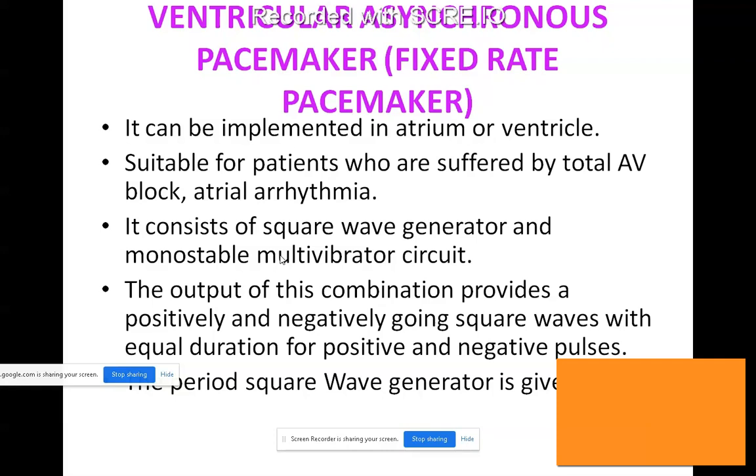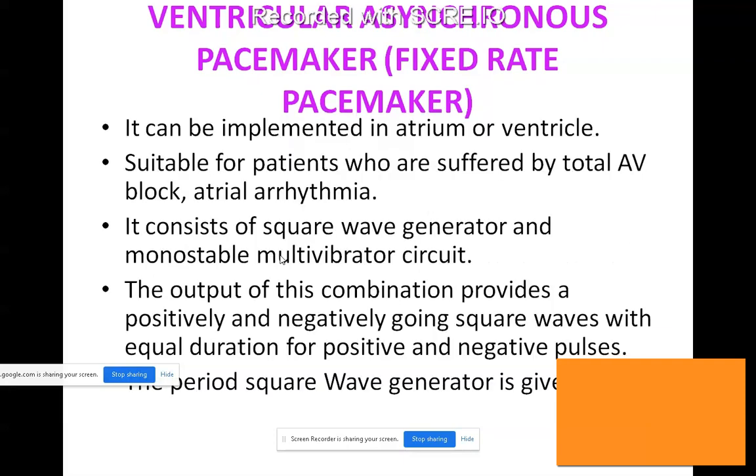The output of this combination provides a positively and negatively going square wave with equal duration for the positive and negative pulse. The output of this generator will have both positive and negative waveform, and that positive and negative waveform will have equal duration.